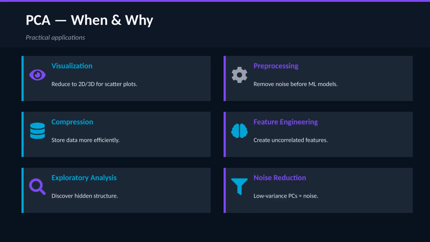When should you use PCA in practice? Visualization. Reduce to 2D or 3D so you can actually plot your data and see the clusters. Pre-processing. Remove noise before feeding data into ML models. Your model trains faster and often performs better. Compression. Store high-dimensional data more efficiently. Feature engineering. PCA creates uncorrelated features which many algorithms prefer. Exploratory analysis. Discover hidden structure you didn't know existed. And noise reduction. Low-variance components are mostly noise. Dropping them cleans your data.